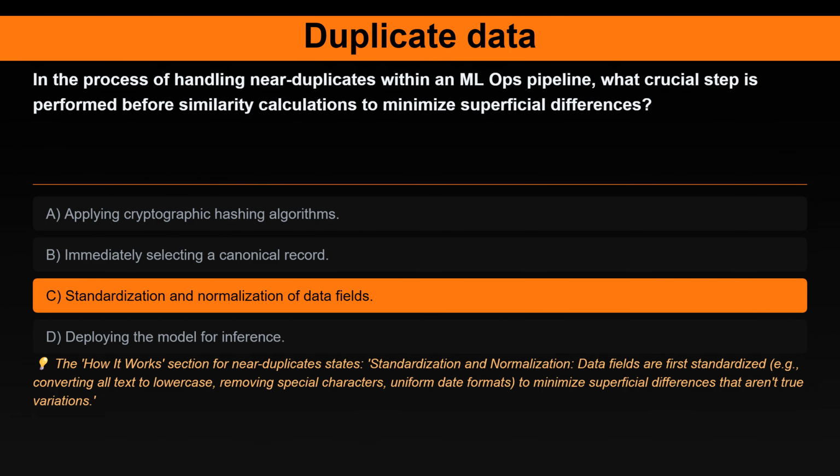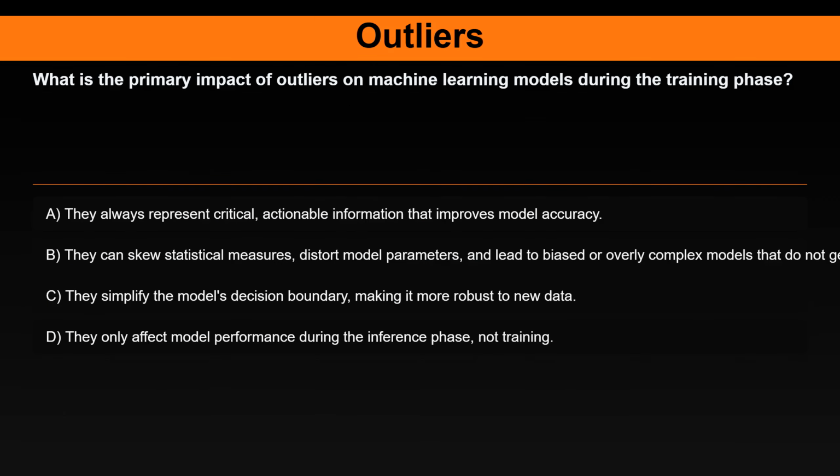The correct answer is, quote, standardization and normalization of data fields. Question 16. What is the primary impact of outliers on machine learning models during the training phase? Option A. They always represent critical, actionable information that improves model accuracy. Option B. They can skew statistical measures, distort model parameters, and lead to biased or overly complex models that do not generalize well.